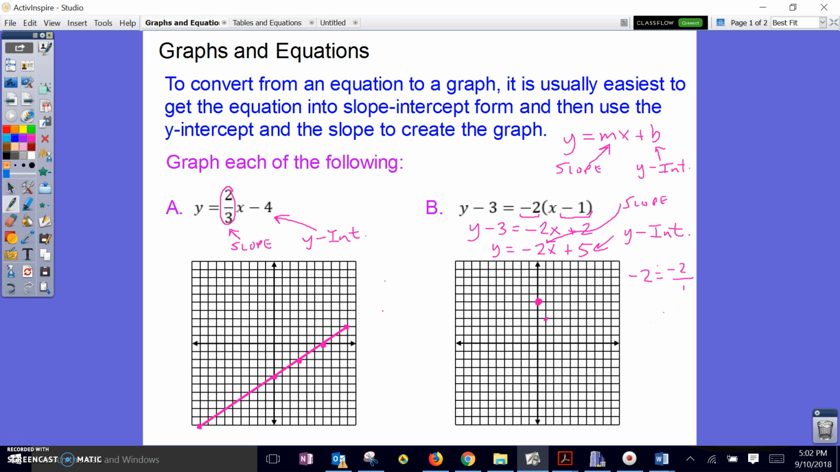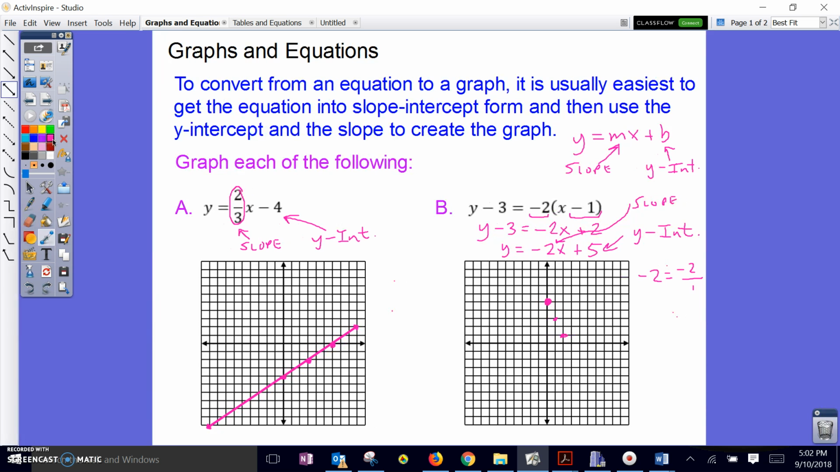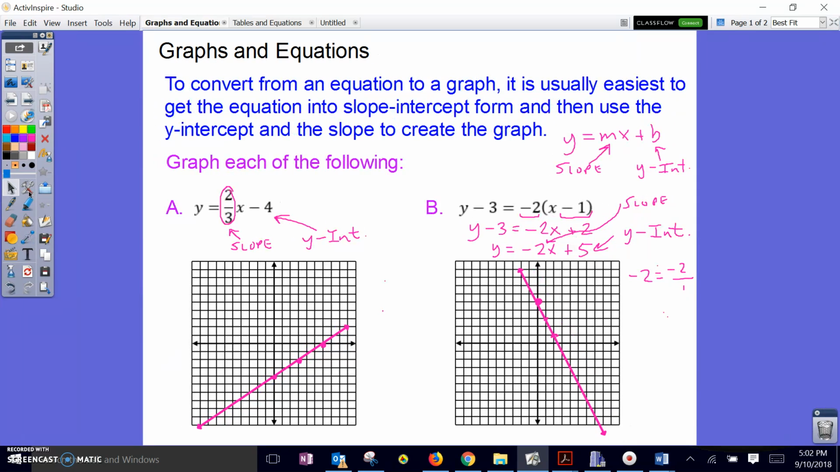Down 2 over 1. Down 2 over 1, plot a couple of those points, and then I break out my handy dandy ruler and go ahead and connect and draw the line through those points. And there's the graph of y minus 3 equals -2 times the quantity x minus 1. Okay? So we get it into slope-intercept form. Once we do that, the graphing part comes relatively simply for us.